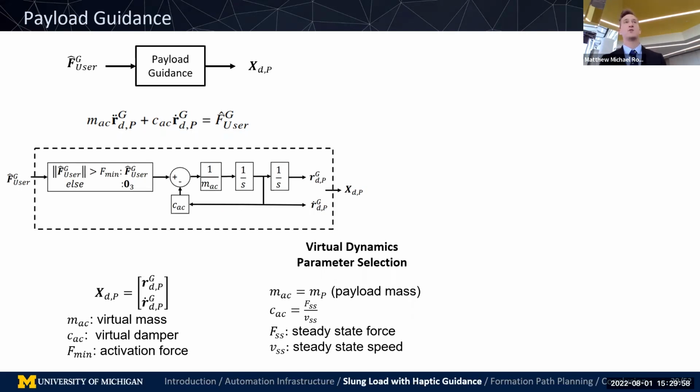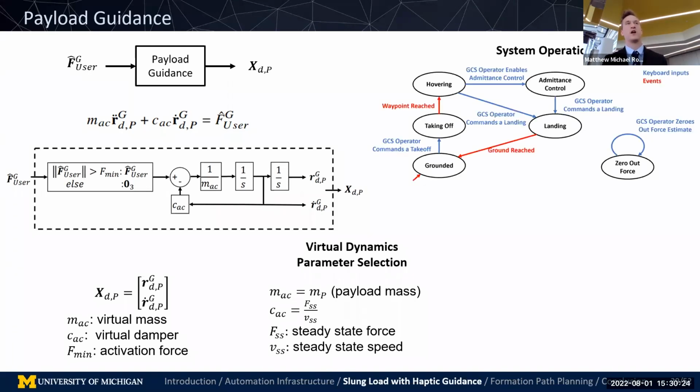For the virtual mass, we select it as the actual payload mass. Now this means that in the lateral plane, when the user pushes on it, it should feel like the mass of the payload. In the vertical sense, the system is carrying all the weight. So the user doesn't actually have to carry it in the vertical sense, they just push it laterally. And then we can compute the damping coefficient based on an expected steady state force and steady state speeds as shown.